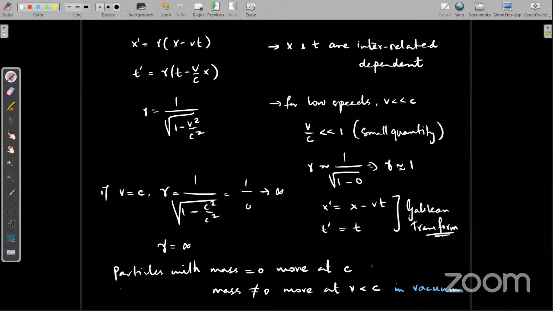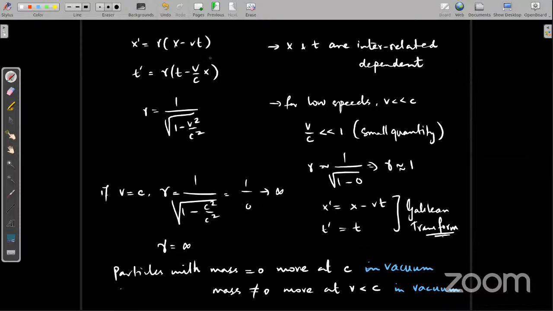This also is in vacuum only, because you know that when light enters water or glass or any medium with a refractive index, it slows down. You can calculate that. So all these cases we assume are only in vacuum. Okay. What is this x in the t dash equation?